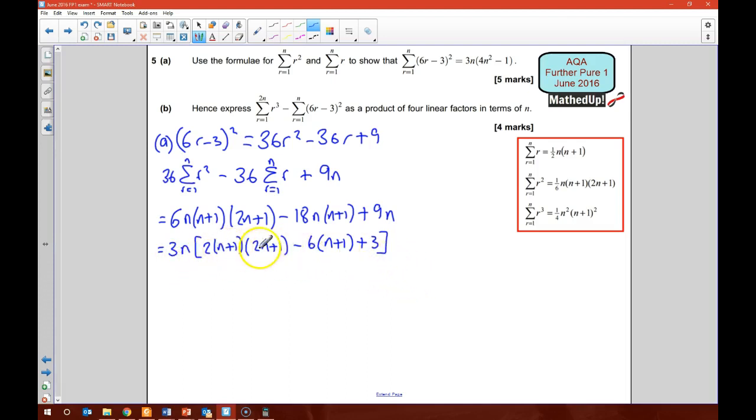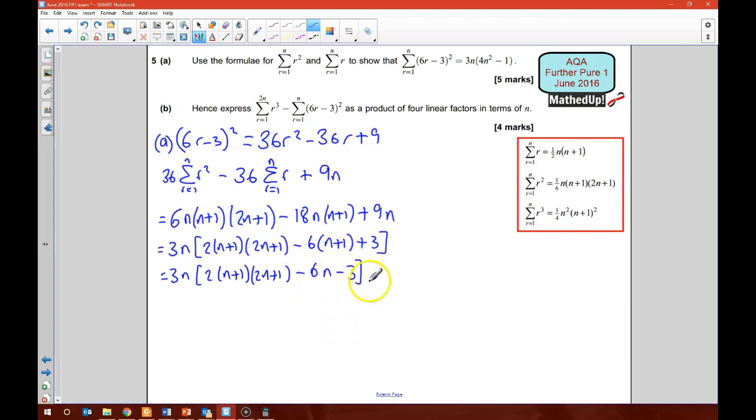Okay, so I'm going to leave this part here in factorized form, and I'm just going to tidy this bit up over here. So I've got equals 3n, and I've got 2 times n plus 1 times 2n plus 1, and that's going to be subtract 6n take away 6, so it's going to be 6n, and then subtract 6 but plus 3, so that's going to be subtract 3.